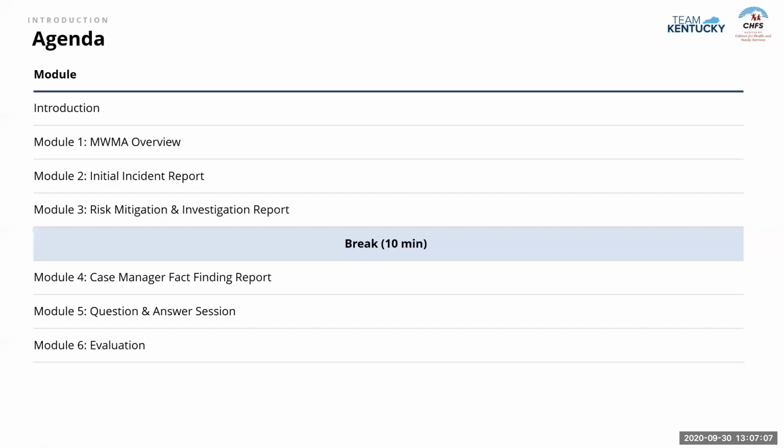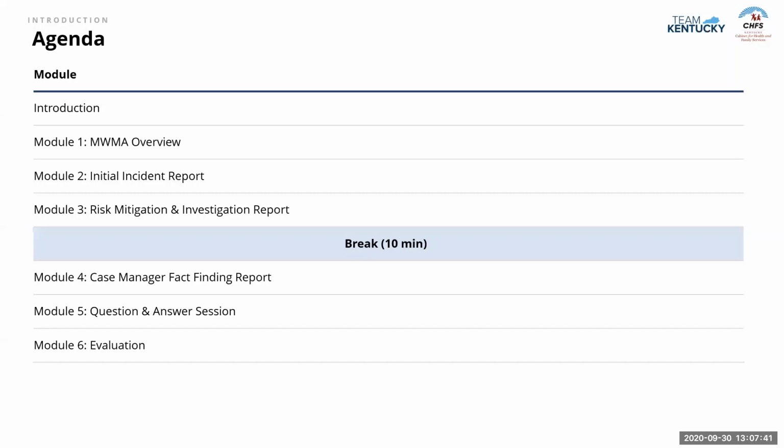As you can see on our agenda, we're going over introduction, which is just general housekeeping at this point. Then we're going to jump into module 1, which is our MWMA overview. We're going to give you an overview of the Medicaid waiver management application, the purpose of that system, and the benefits associated with it. We'll also go over in that overview each of our reports that we'll be talking about today. That includes the initial incident report, risk mitigation investigation report, and case manager fact find report. We'll give you a high-level overview during that module 1, and then after that we'll start breaking down each of those reports in greater detail.